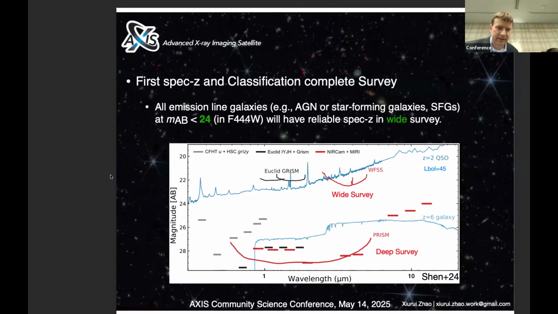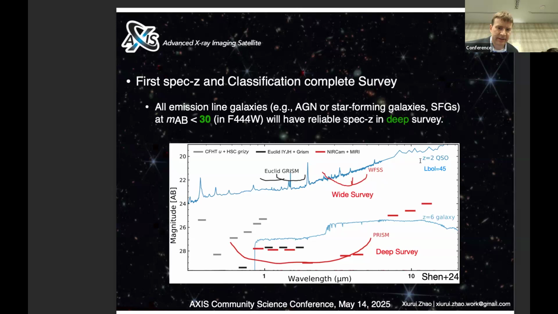What it will give us is a first spectroscopic redshift and classification complete survey. All the emission line galaxies, for example AGN or star-forming galaxies, at magnitude below 24 in the F444W band will have reliable spectroscopy over the whole 400 square arcminutes. This figure shows the sensitivity of the wide tier, and a simulation of a redshift 2 quasar. You can see that we can measure the redshift very reliably, and if they are broad-line, we can measure the black hole mass.